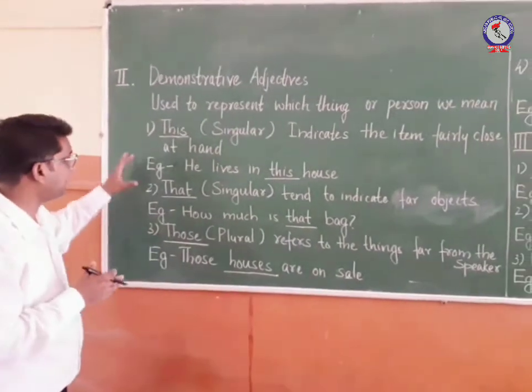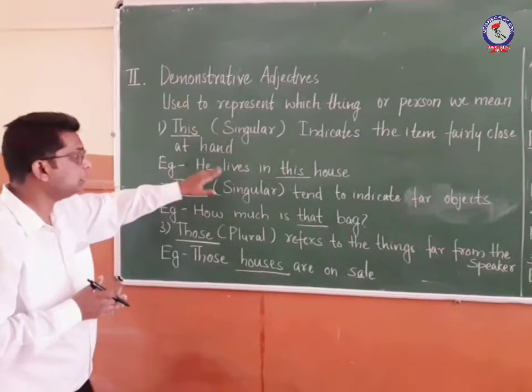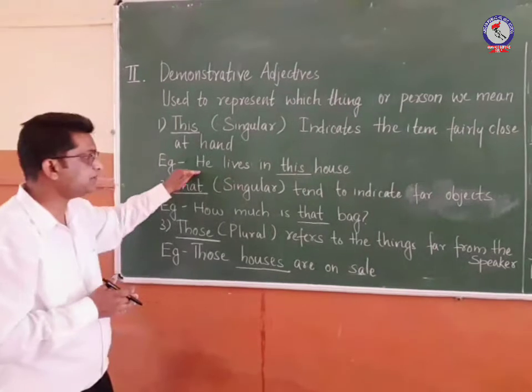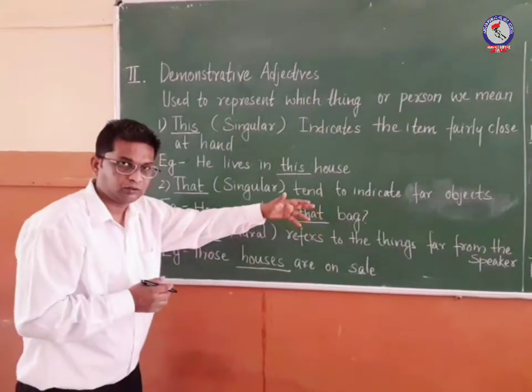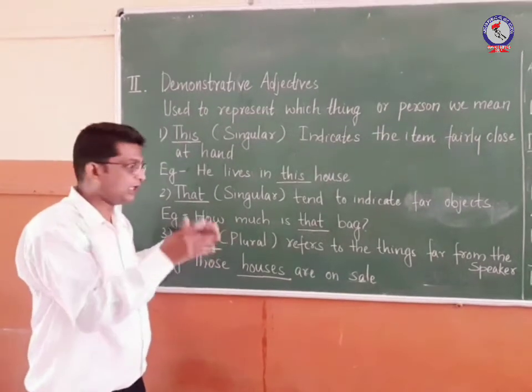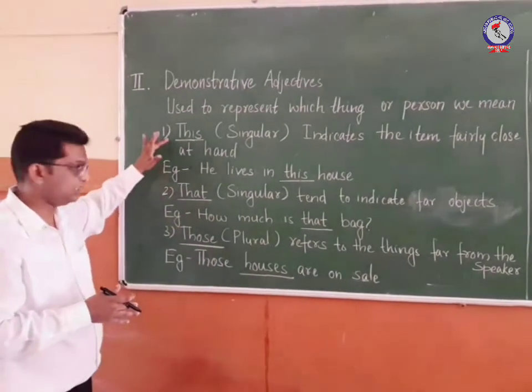So let us see the example. He lives in this house. He lives in this house. That means the house is close. So that is why we will use this.